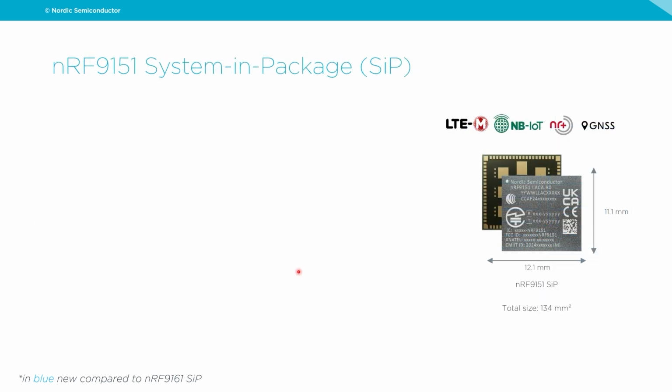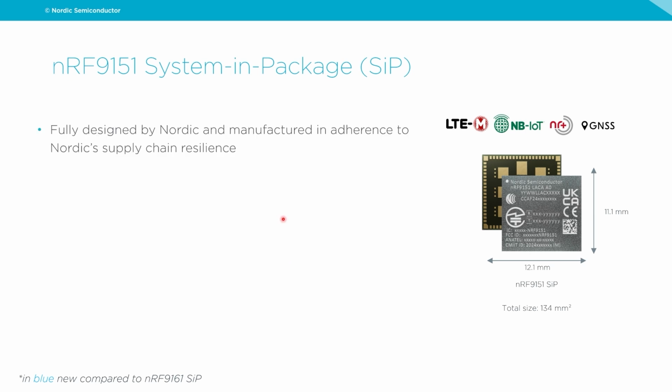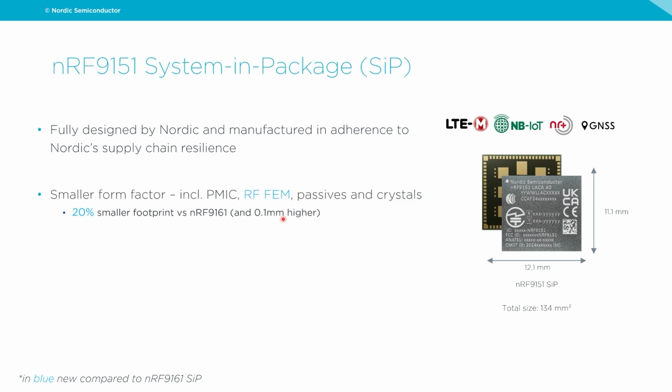Then we have a device that we just recently announced around 2 weeks ago, the nRF9151. This is a device that is still similar to the nRF9160 and the nRF9161 that came before it. But the key differences are, first of all, to do with the manufacturing. This device is now manufactured following our own Nordic supply chain resilience strategy.